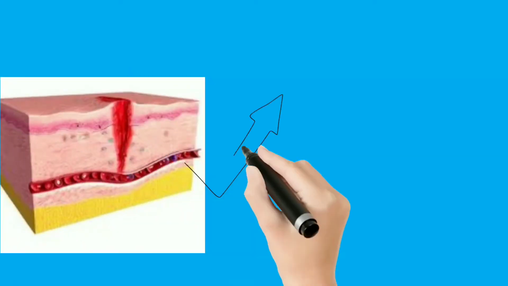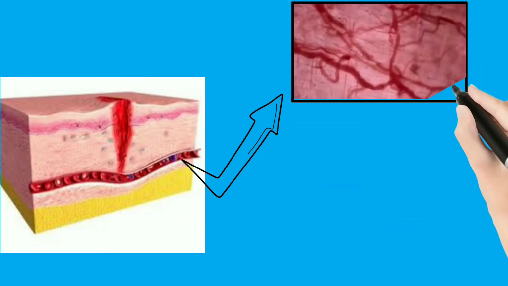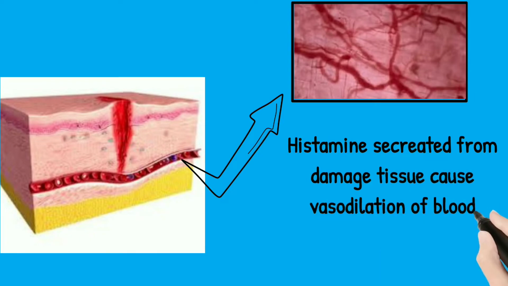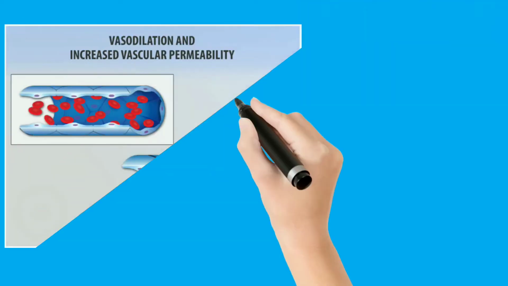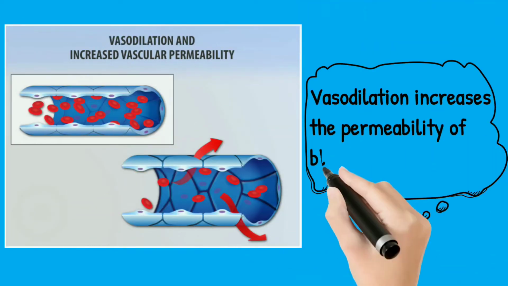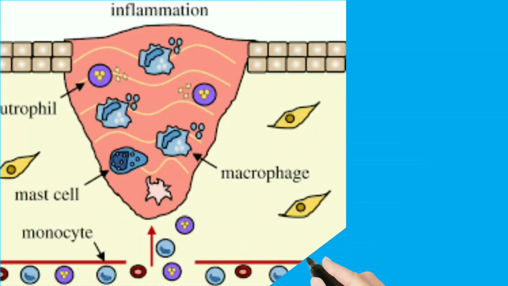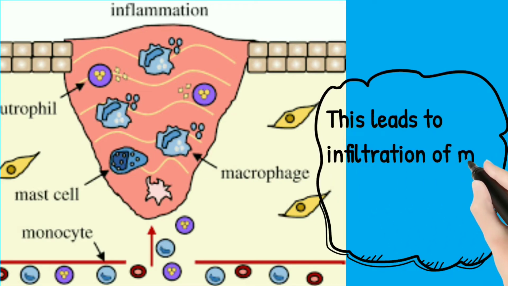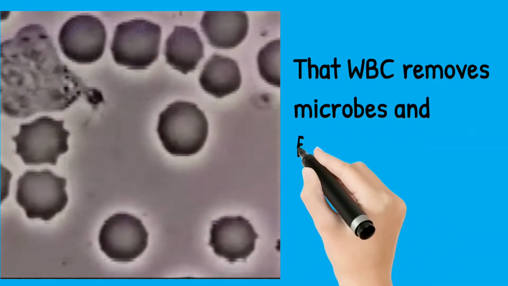In this stage, the damaged tissue releases histamine, which causes vasodilation, and that increases the permeability of blood vessels, which increases the supply of WBC in the wound region, and that WBC helps to remove microbes and foreign particles via phagocytosis.